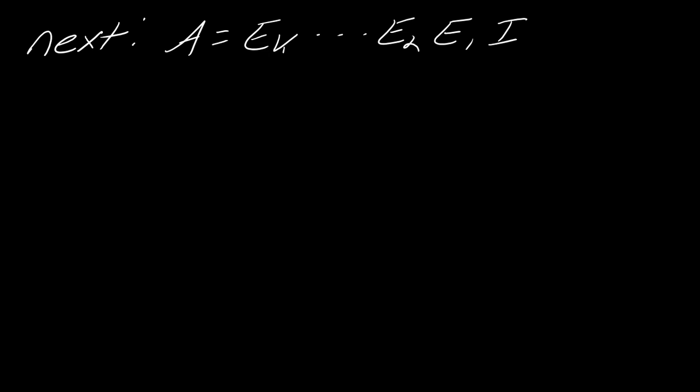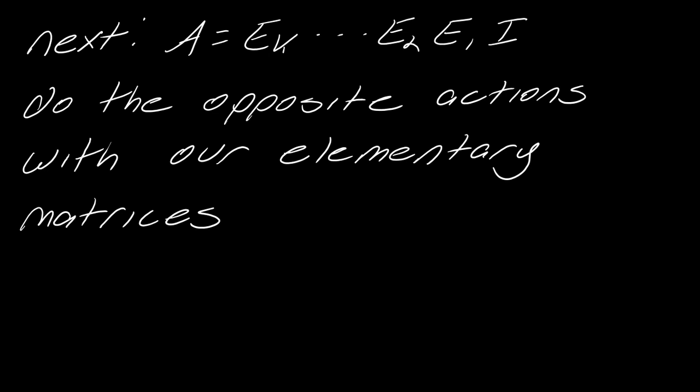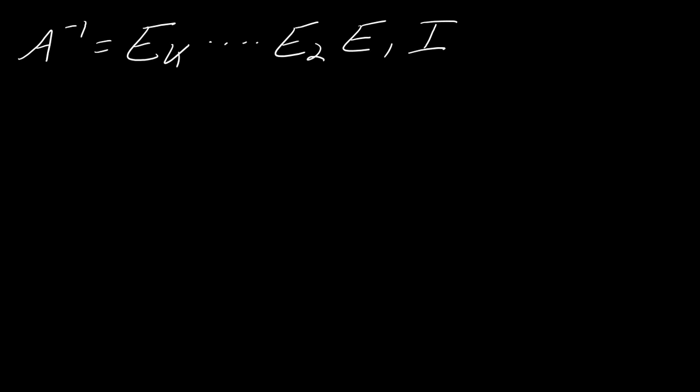Up next, now I want to do the same thing, so I want to represent my original matrix A as a product of elementary matrices. Okay, so to do this, we really want to do the opposite actions with our elementary matrices. And you can really prove this to yourself pretty easily if this is messing with your head. So you have to think about what it means to really unravel these. So this is really where we're at right now, right?